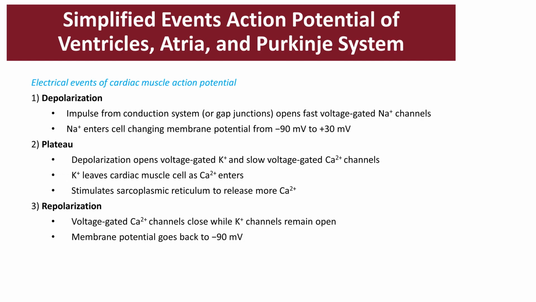Let's summarize these key electrical events inside the cardiac muscle action potential. So 3 key events occur. You start off with a quick depolarization. This is a result from the gap junctions opening these fast-gated sodium channels. Sodium rushes in, goes from negative 90 to positive 30. Plateau phase is when you depolarize, opening potassium channels, and you also enable these slow voltage-gated calcium channels to open up. Potassium leaves and calcium enters and maintains a plateau phase.